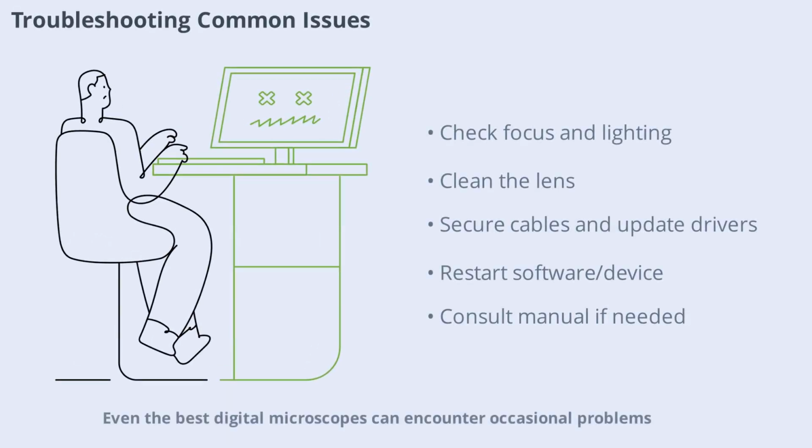Even the best digital microscopes can encounter occasional problems. Common issues include blurry images, connection failures, or software glitches. If your image is unclear, check the focus, lighting, and cleanliness of the lens. For connection problems, ensure cables are secure and drivers are up to date. Restarting the software or device often resolves minor glitches. If problems persist, consult the user manual or contact customer support. Troubleshooting skills help you quickly resolve issues and get back to exploring.